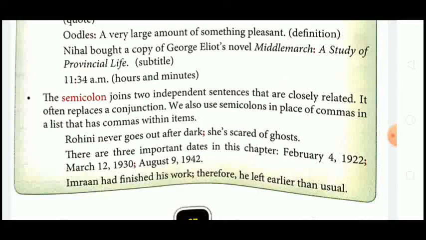Imran had finished his work; therefore, he left earlier than usual. Here again we have used semicolon after the word work to join the two independent sentences which are related to each other. So students, these were the punctuation marks.